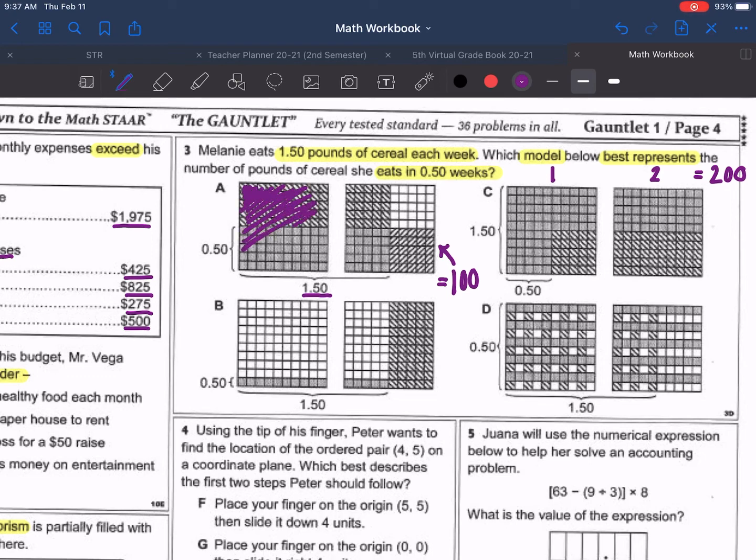So the 1, that stands for the 100. So we're going to go ahead and color in this whole block, because we know that that one is representing the 100. Now we got to make sure that this side is representing the 50. So we're shading it in half of the color to represent our 50, our half. Well, now we need to look at the 0.50.